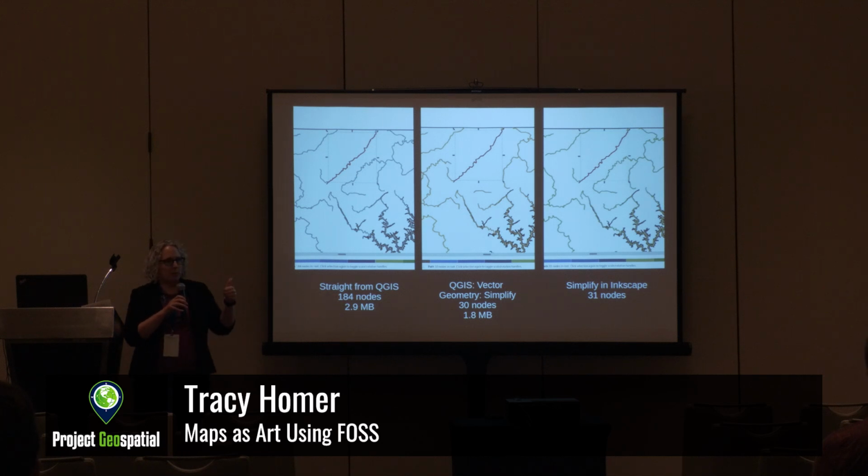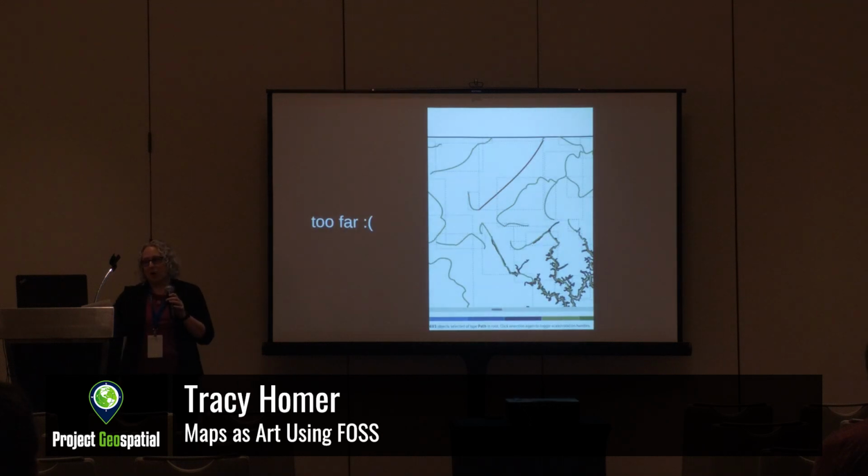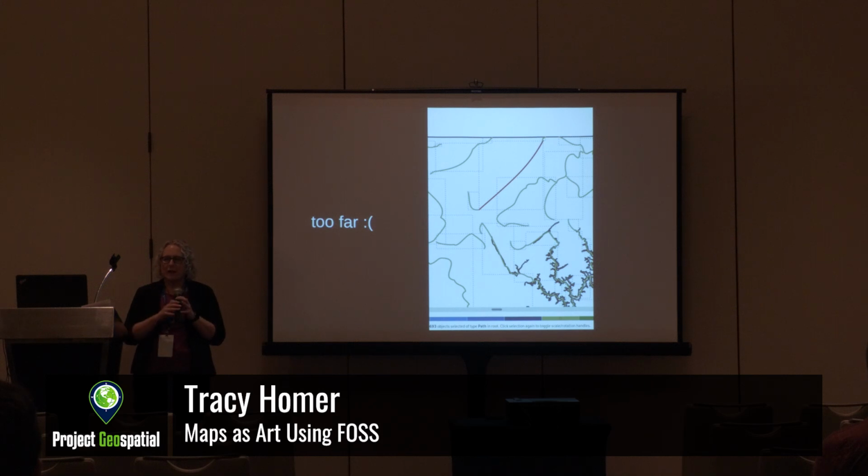That's much more reasonable. Inkscape also has a simplify tool, which got that particular river down to 31 nodes. The problem is that in Inkscape, if you select all of the rivers and try to simplify them all at the same time, it goes a little too far, in my opinion. I didn't like the look of this. It was too simplistic. So if you're doing only one object, maybe it would be better to do it in Inkscape, or maybe it'd be better in QGIS. You kind of have to play around and see what you're looking at.